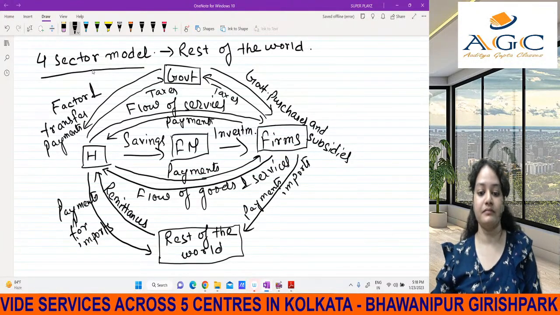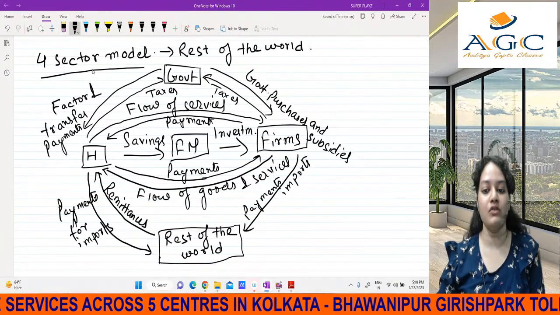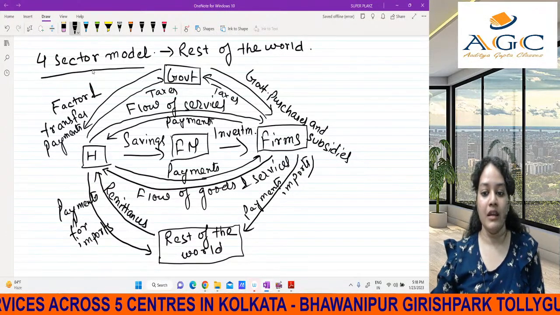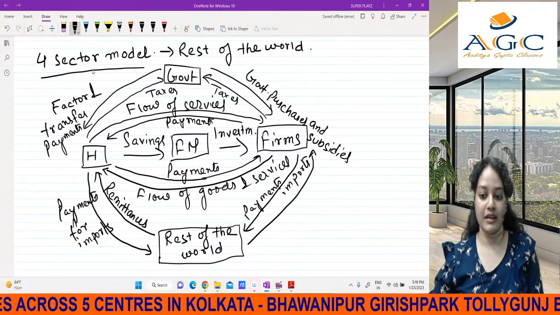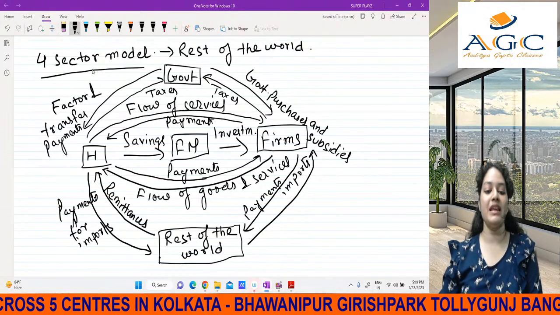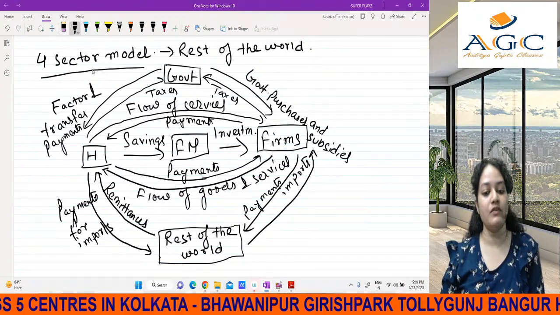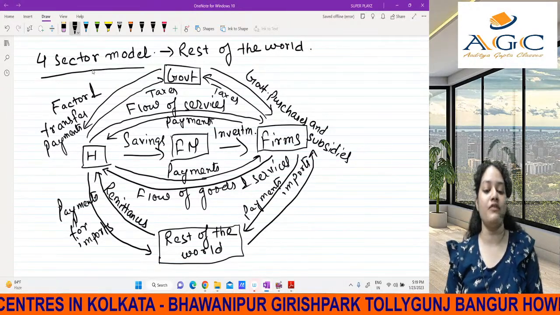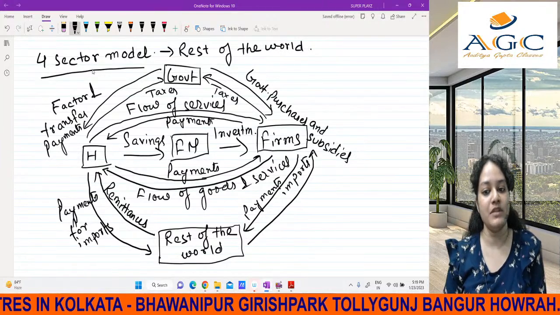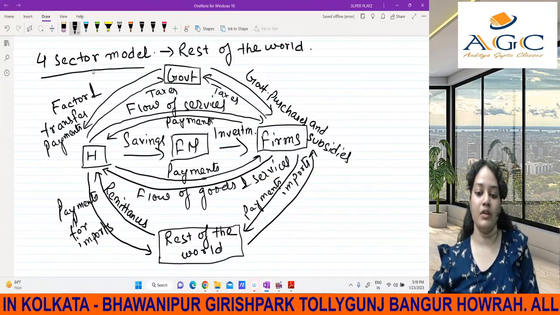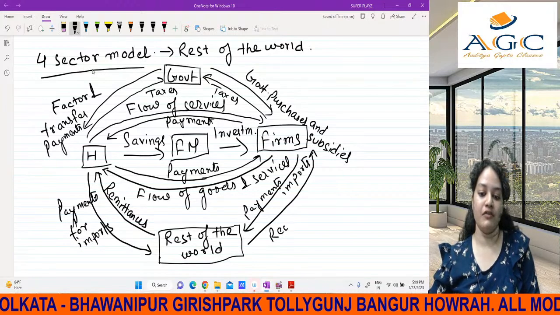And from the rest of the world to the household, what can happen? Like the firms, they might export goods to the rest of the world, and the foreign sector has to make those payments to the firms. So, receipts for exports.